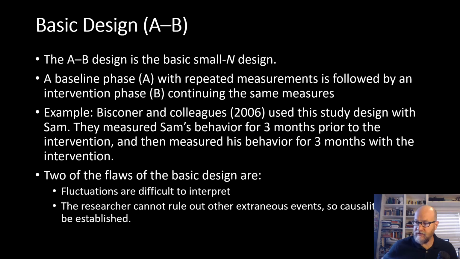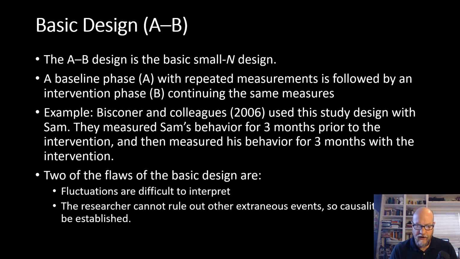So the most basic design within a small n or single subject study is the A-B design. And this is essentially where there's a baseline phase with repeated measurements of the dependent variable, and then an intervention phase continuing those same dependent variable outcome measures or target behavior measures. So what you've got is the baseline phase A and an intervention phase referred to as B.